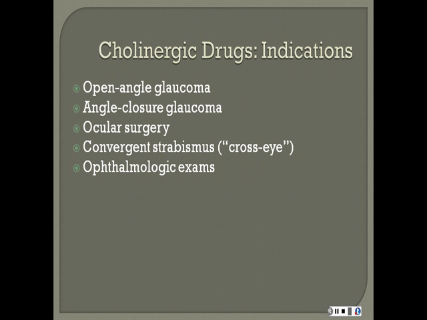The direct and indirect acting miotics are used for treatment of open-angle glaucoma and angle closure glaucoma. They're also used in ocular surgeries, and for convergent strabismus, or cross-eyedness. They're also used to reverse the effect of mydriatic drugs after ophthalmic examinations. Table 57.3 on page 922 gives more specific indications for each one of these drugs in this class.